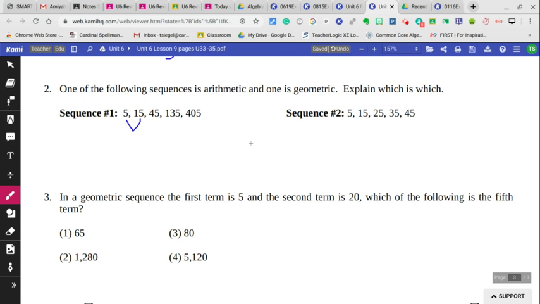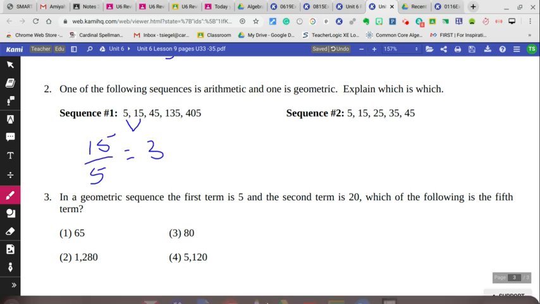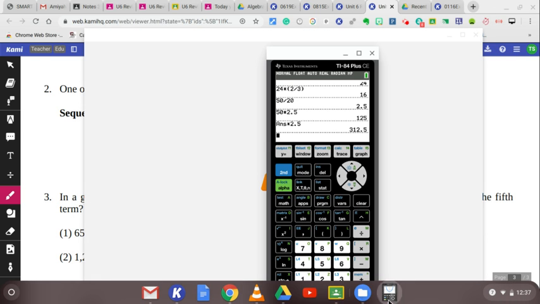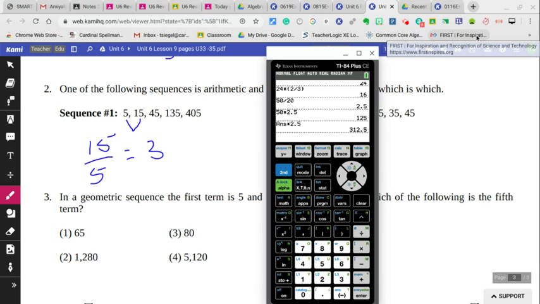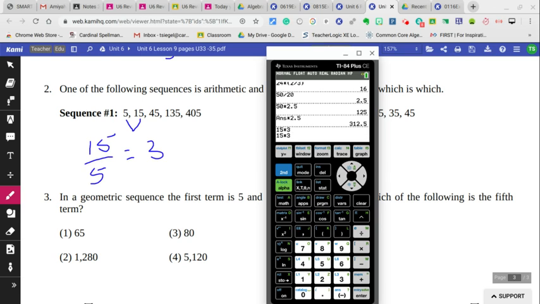Let's try multiplying, right? What's 15 divided by 5? Is 3. What's 15 times 3? Let me get on my calculator. So then I have 15 times 3 is 45. 45 times 3 is 135. So this one's the geometric sequence.